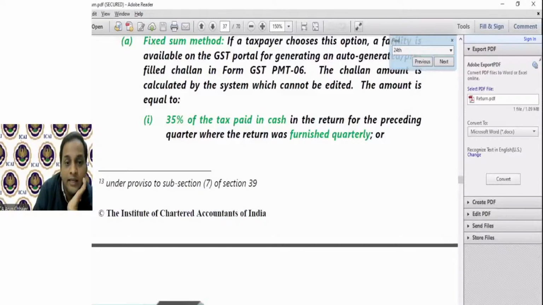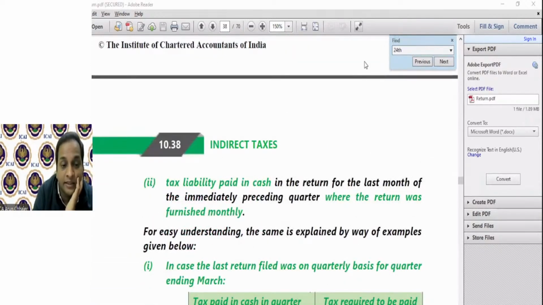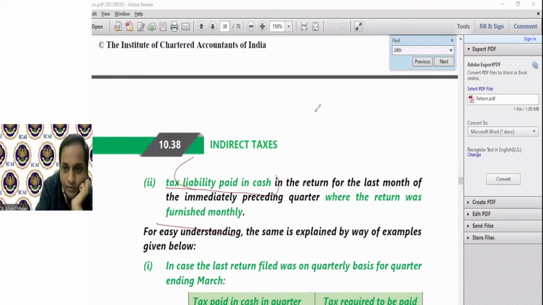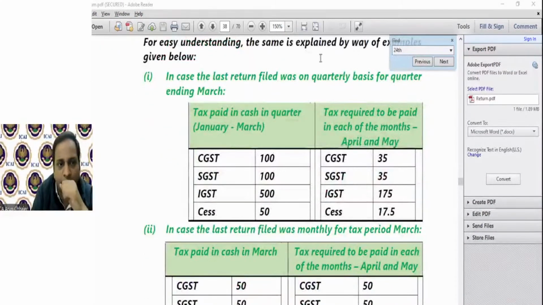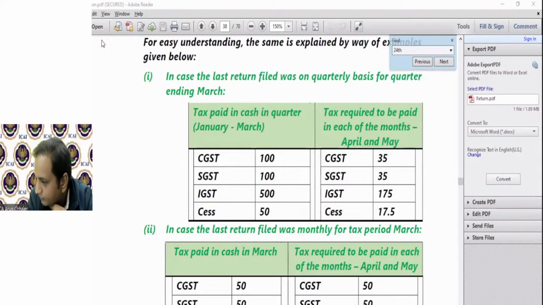You can see here also, if the preceding quarter return ka frequency was quarterly, then 35% of the tax to be paid in cash. And if the return frequency of the preceding quarter was monthly, then tax liability paid in cash, the same amount has to be deposited. For easy understanding, they've given the example. For any quarter, month 1 and month 2, you need to pay the PMT 06 by 25th. For that, you will see the preceding quarter frequency. And based on that, you will take the amount to be deposited.